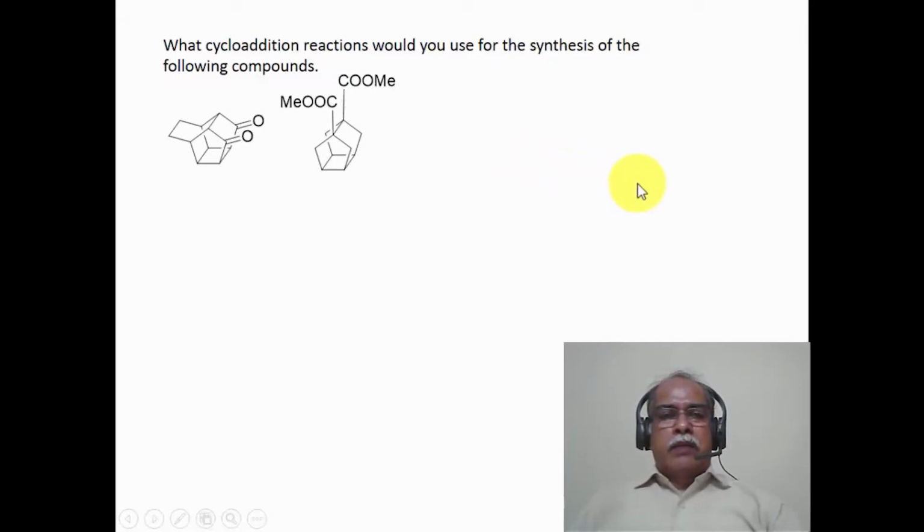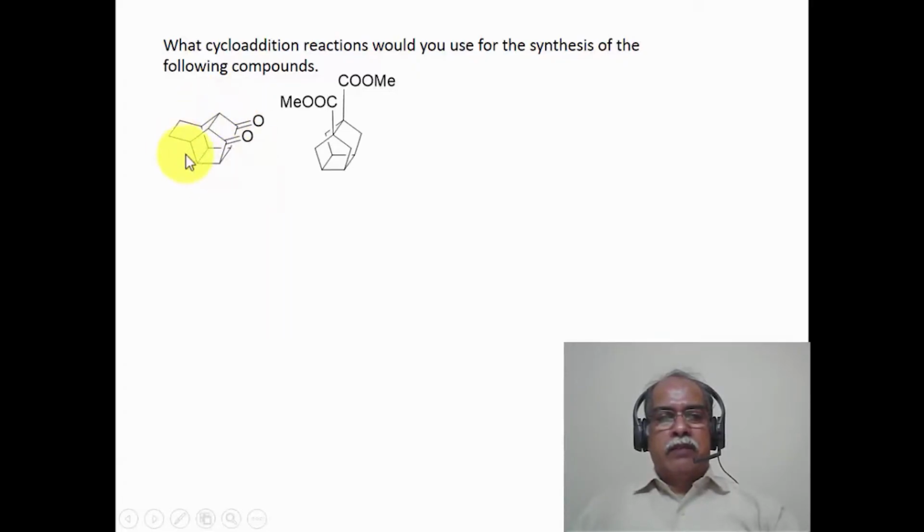Here are some interesting molecules which need to be synthesized by cycloaddition reaction. The question is, what cycloaddition reaction would you use for the synthesis of the following compound? If you take this compound, this is a cage structure and this is also a cage type of structure. And what is interesting in this molecule is this 4-membered ring. As we all know, the 4-membered ring can be formed by a 2+2 cycloaddition reaction.